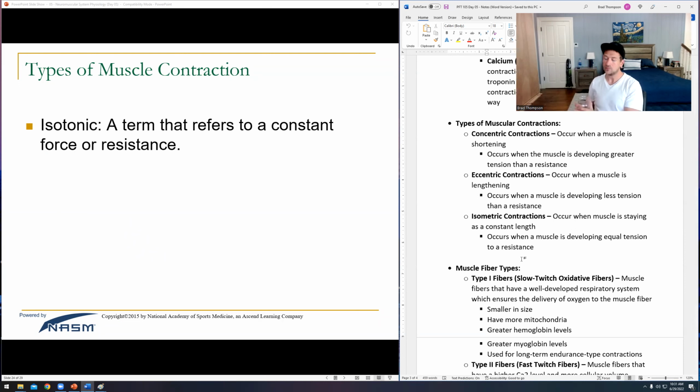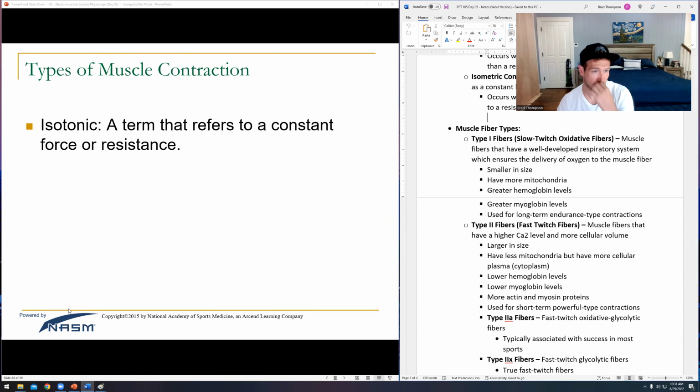So this jar weighs, we'll say, 1 pound, probably less than that actually. But if I generate 1 pound of force, I'm going to overcome this weight, right? And if I create less than 1 pound of force, the weight's going to overcome me. So I'm going to concentrically shorten if I generate more force than the resistance I'm working against. I'm going to eccentrically lengthen if I generate less force, or I could hold it in one spot. And that's an isometric contraction. If I create exactly the right amount of force to stay put, that's isometric.